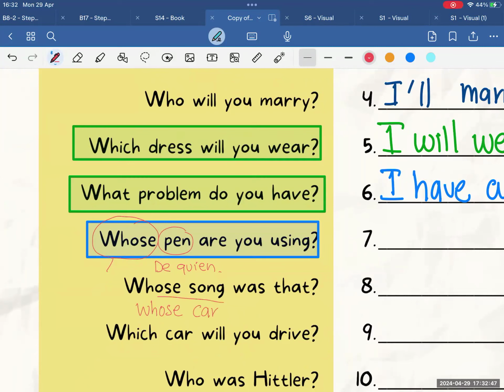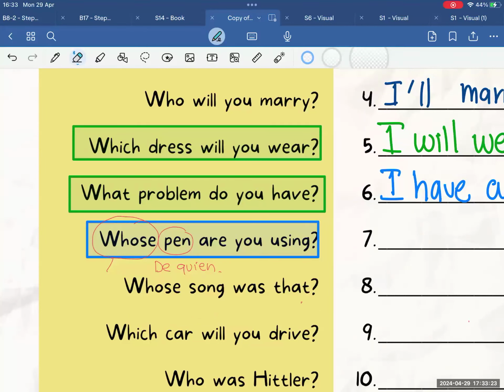Whose car? ¿Qué sería este de aquí? Whose car? El carro de quién, ¿no? Whose car is parked in front of my house? ¿Qué dice ahí, chicos? ¿De quién es el carro que está enfrente de mi casa? Ajá, ¿de quién es el carro? ¿De quién es el carro?